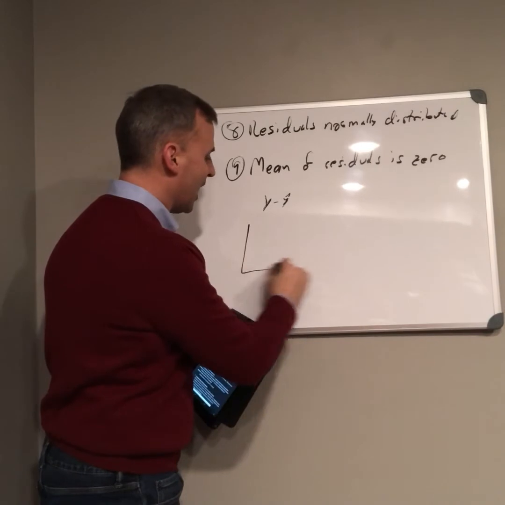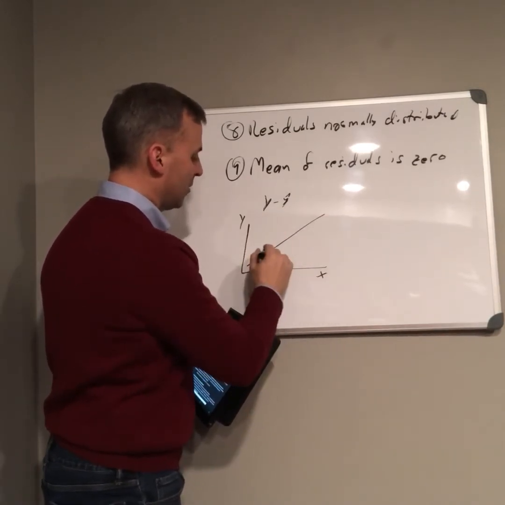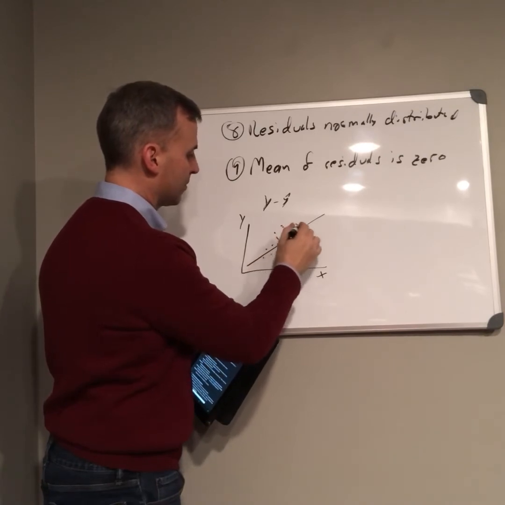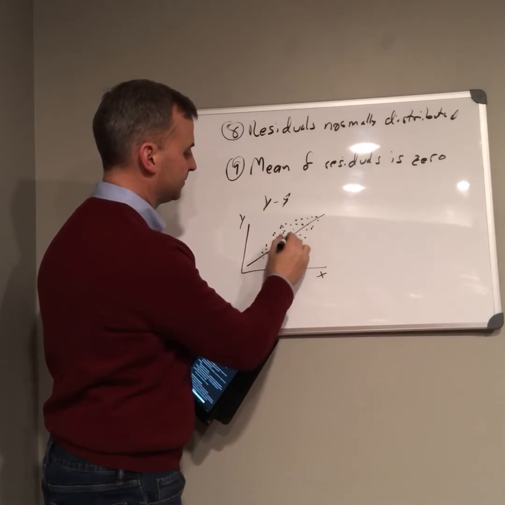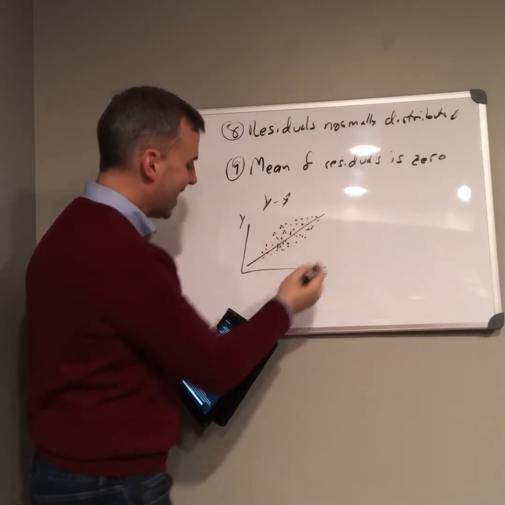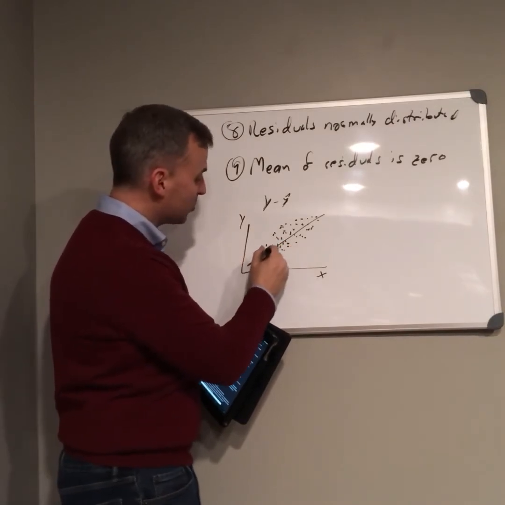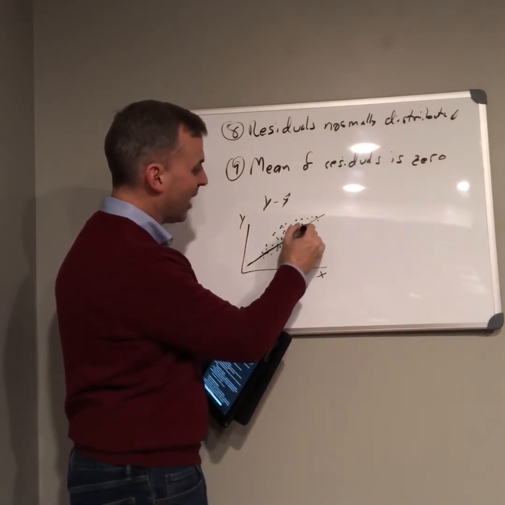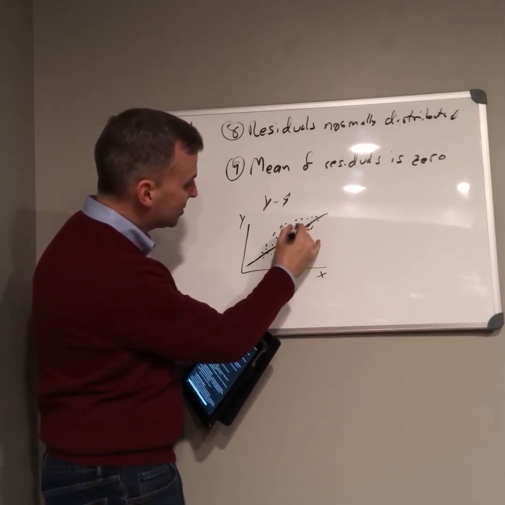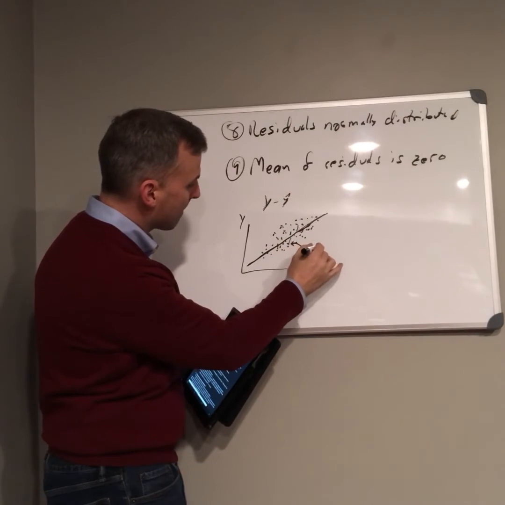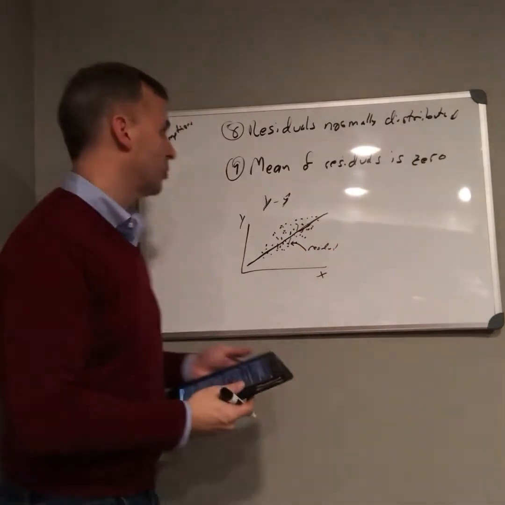Now, if we just do a simple bivariate regression, we plot the scatter plot, it looks something like this. Right? And these are our actual values of y, and then this represents the expected value of y. Right? Now, the difference between each of these is the residual. We make two assumptions related to the residuals.